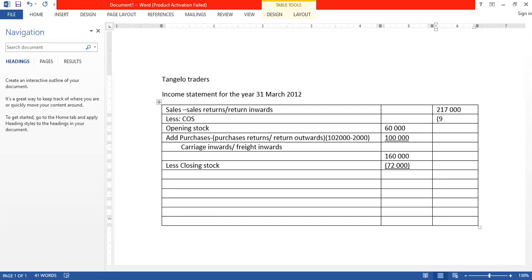160 minus 72. 88. So we are getting 88,000. Okay, so our cost of sales is 88,000, and then from there, sales less cost of sales, you get gross profit. Okay, so how much is our gross profit?